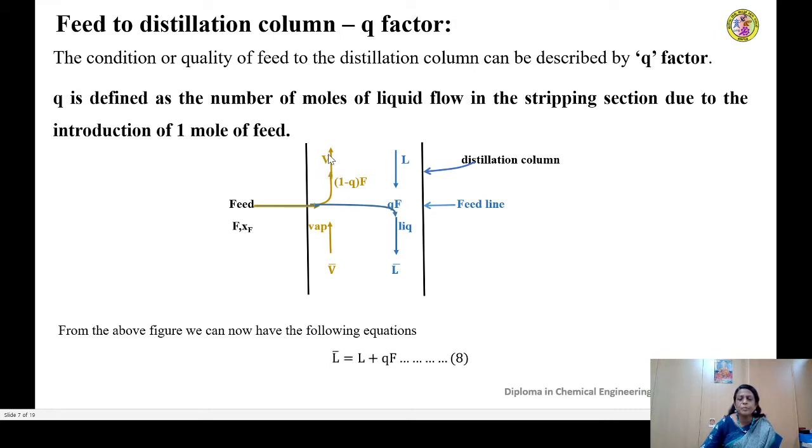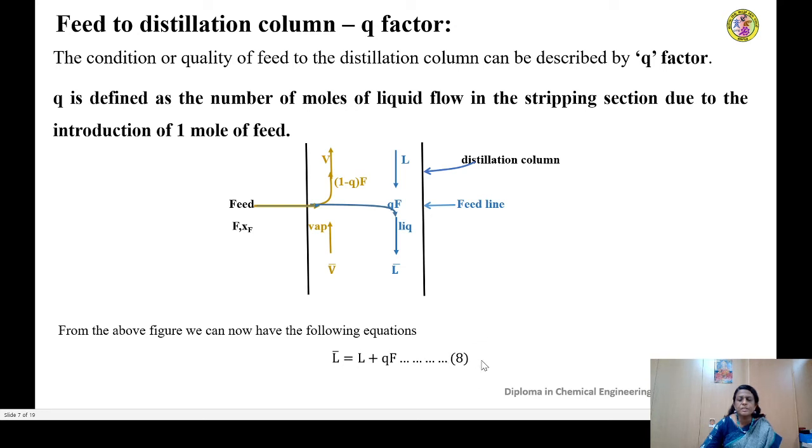I hope all of you remember these notations. V and L are the vapor and liquid flow rates in the enriching section. V bar and L bar are the vapor and liquid flow rates respectively in the stripping section. Let us now use these notations to show how the vapor and liquid flow rates are changed. Here, since it is entering as a mixture of vapor and liquid, the liquid portion is getting added to the already coming liquid quantity of L. So L bar will be the sum of L plus qF. So that is equation number 8.